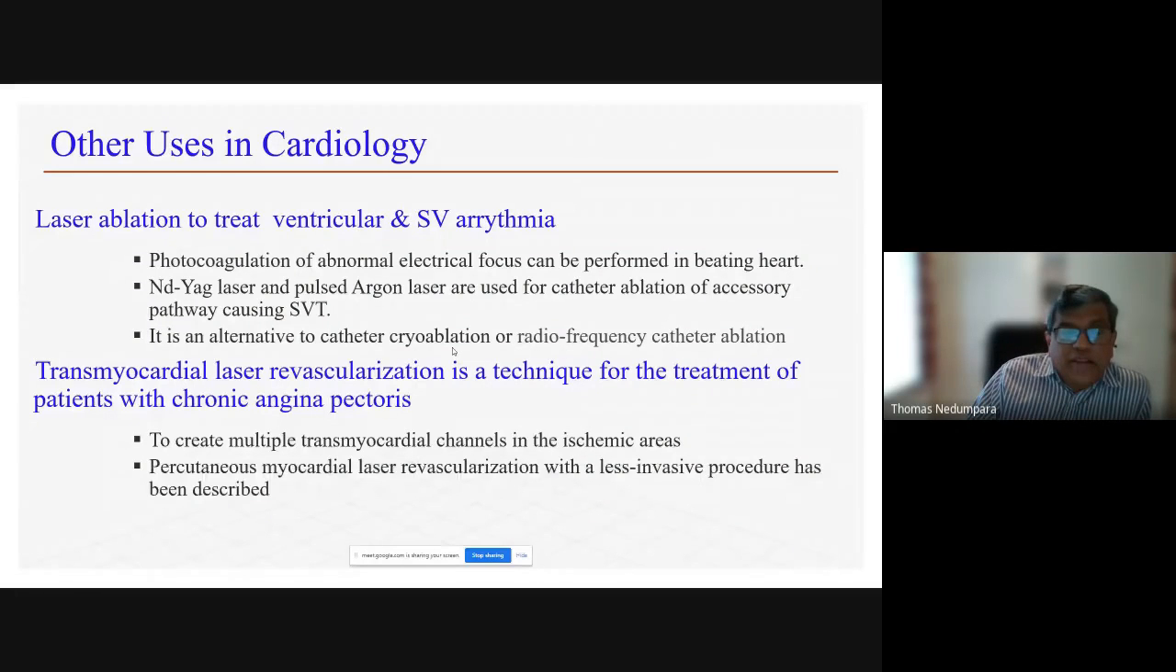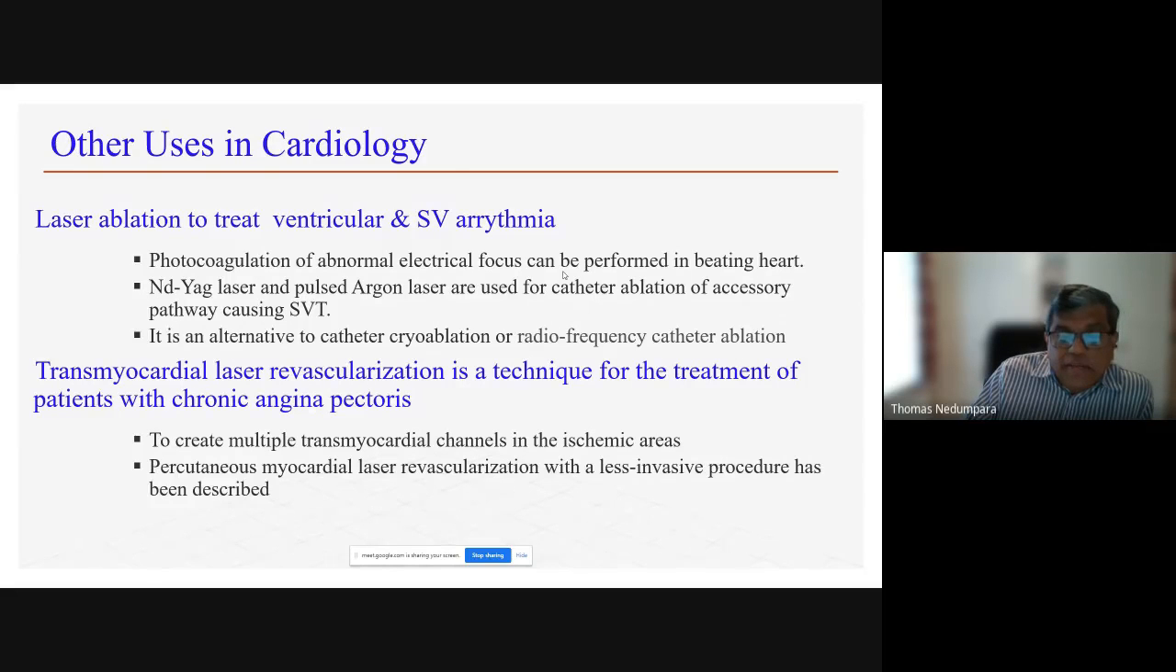Other use of laser is ablation of abnormal conducting areas in the ventricle or in the atrium. So to treat ventricular and supraventricular arrhythmias, photocoagulation effect of the laser can be used. Normally, an Nd:YAG laser or pulsed argon laser is used for this purpose. Currently, most centers use catheter cryoablation or radiofrequency catheter ablation, but this can be replaced by laser ablation.